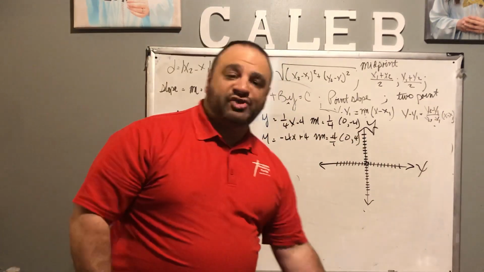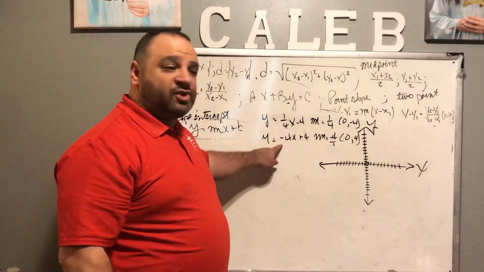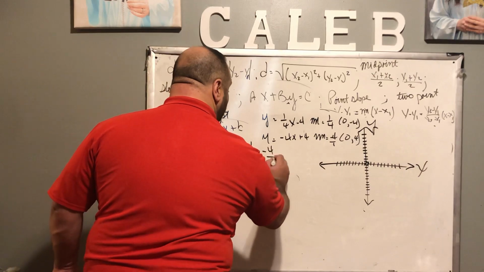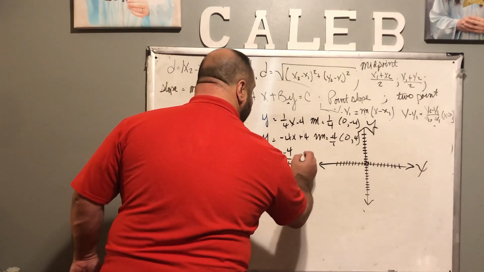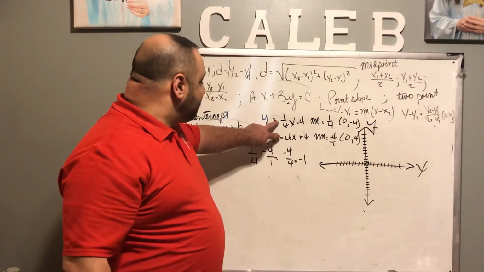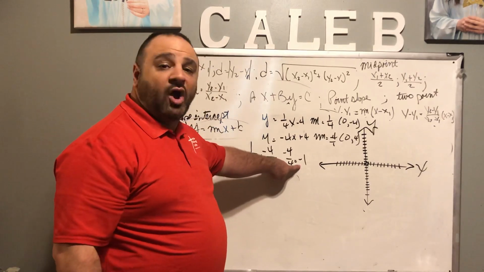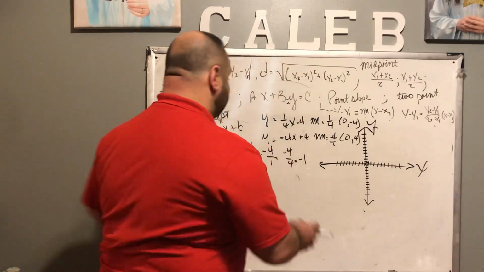Now I want you to notice something. We're going to graph this quickly, but notice the slopes. 1/4 times -4 over 1 is -4 over 4, which equals -1. So if we have different slopes, and the product is -1, which they are, we know that the lines will be perpendicular. Let's graph them together.